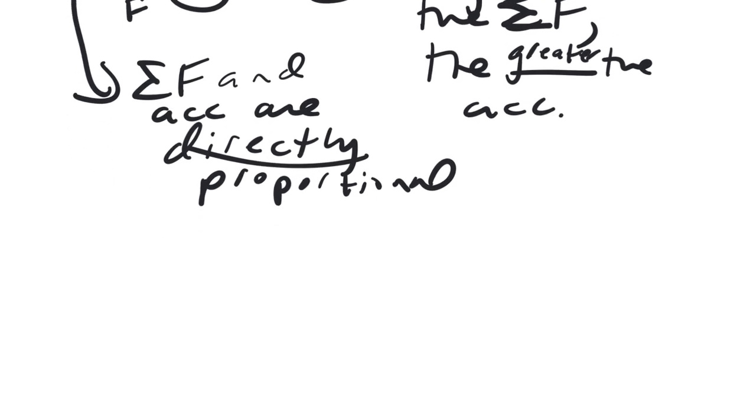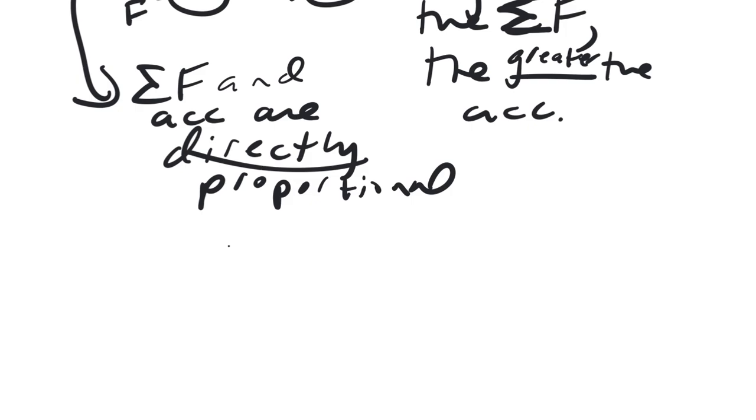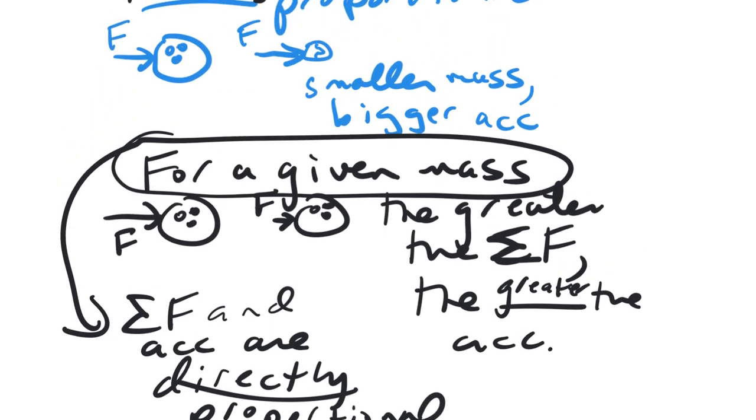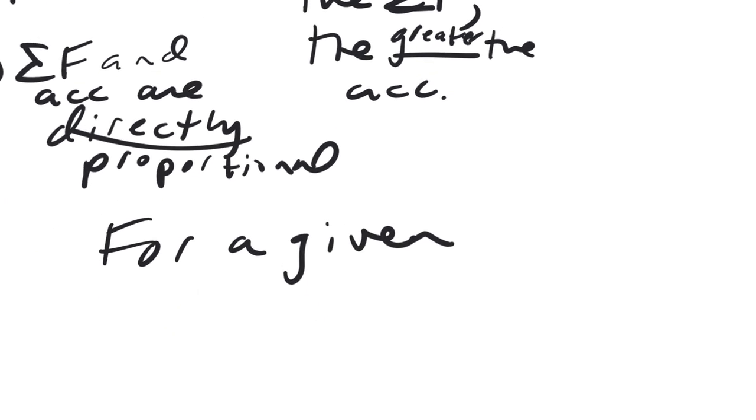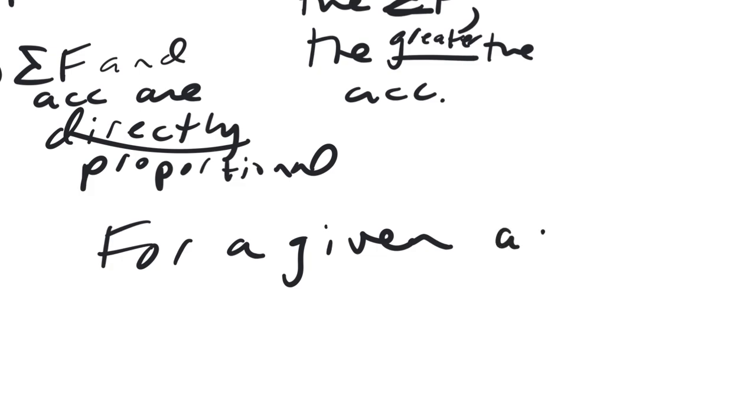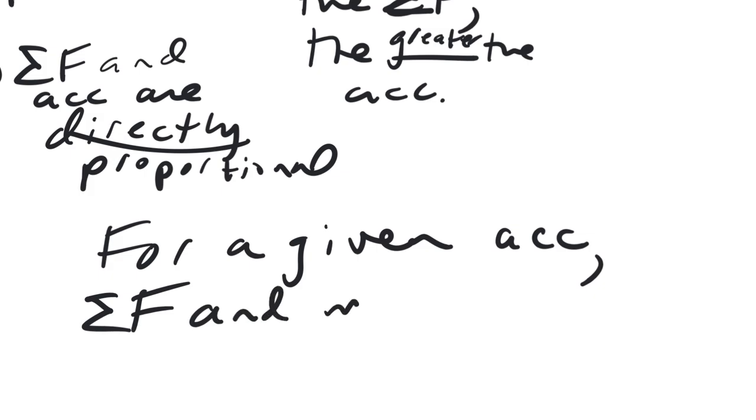And then the final case. What haven't we held constant yet? Okay, we held the mass constant there. We held net force there. And so how about this? For a given acceleration, F net and mass are what proportional? So think of an example.